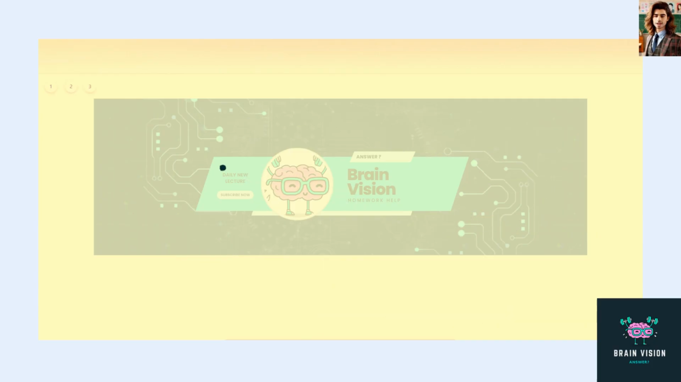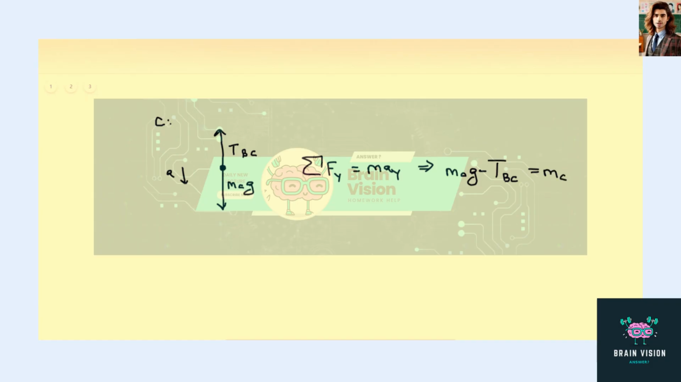Now one more free body diagram. This one's for C. And so I have the mass of C times g pulling it down. I have an acceleration downwards. And I have tension between B and C pulling it up. And so the sum of the forces in the y direction is equal to mass times acceleration in the y direction, and I'm applying this for block C here. This implies that mass of C times g minus tension between B and C is equal to mass of C times a.